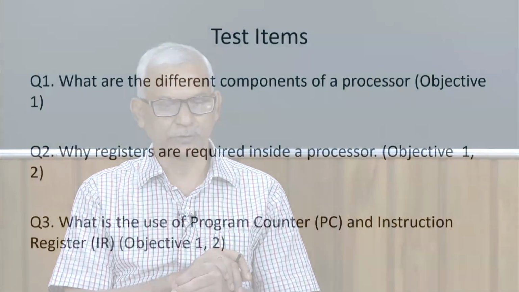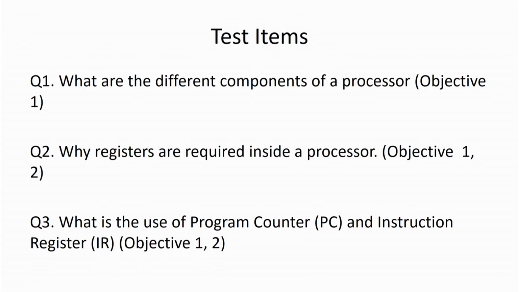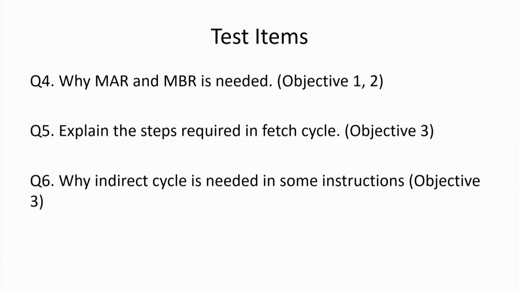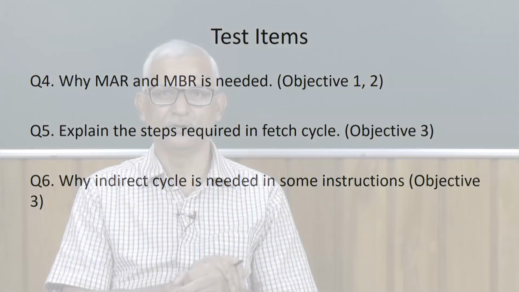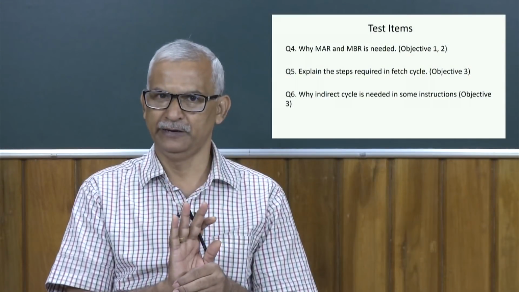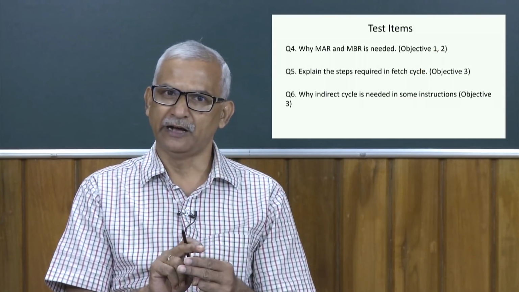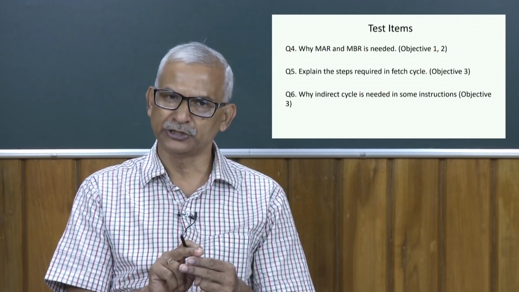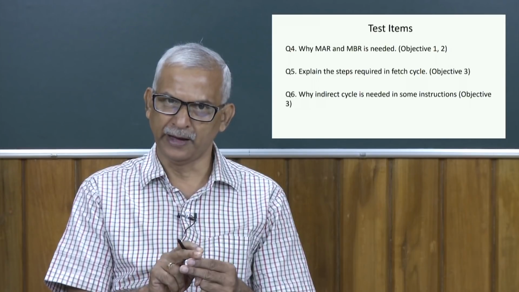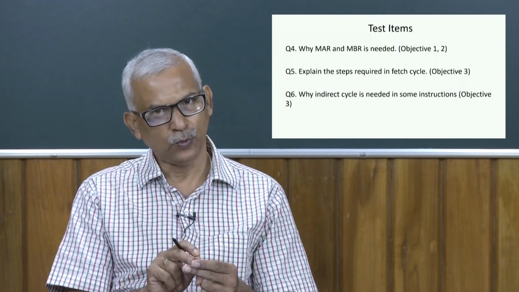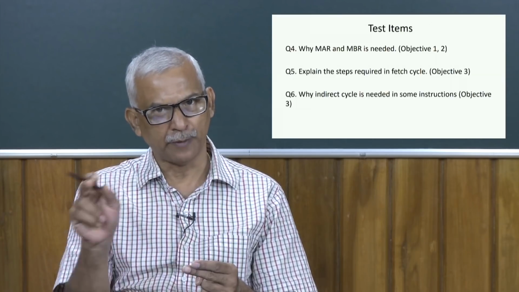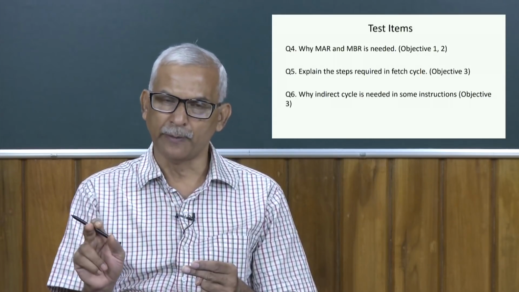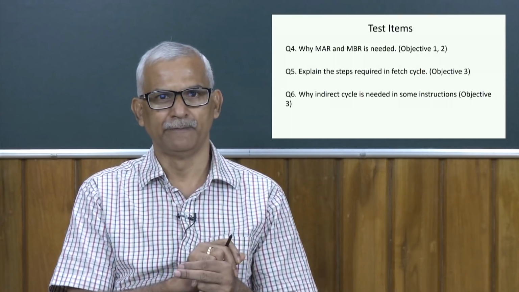What is the use of the program counter and instruction register? I think I have already mentioned what we keep in the program counter and what we keep in the instruction register. Why are MAR and MBR needed? Again, it fulfills objective 1 and 2. In my lecture I mentioned that these are the interfacing registers for the processor. We give the address of a memory location in the MAR, and whatever data we are going to use, either taking it from memory or writing it to memory, will pass through the MBR.